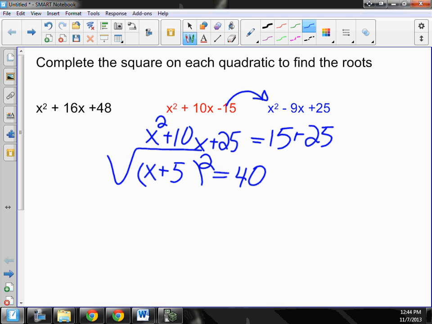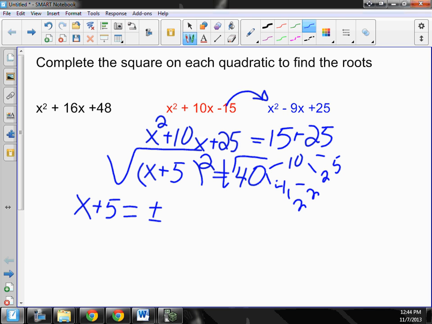Square root, x plus 5 equals plus or minus. 40 does not come out evenly, but what goes into 40? 4 and 10, 2 and 2, 2 and 5. Can I bring anything out? A set of 2's. What stays on the inside? 10. If nothing comes out, then it's just whatever's there. If everything comes out, then there's no square root.